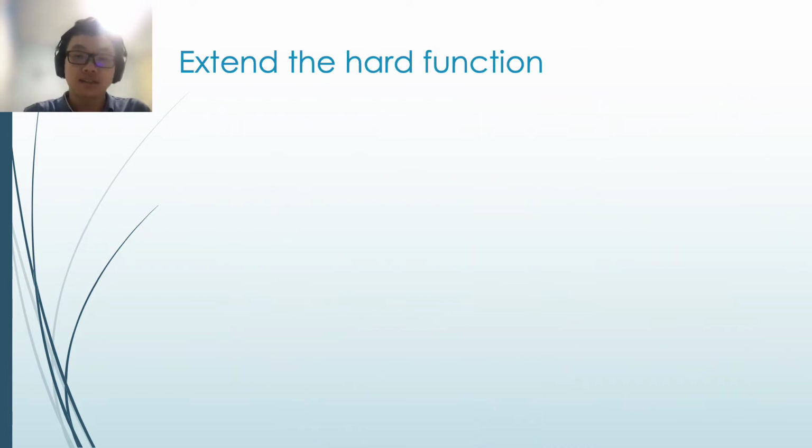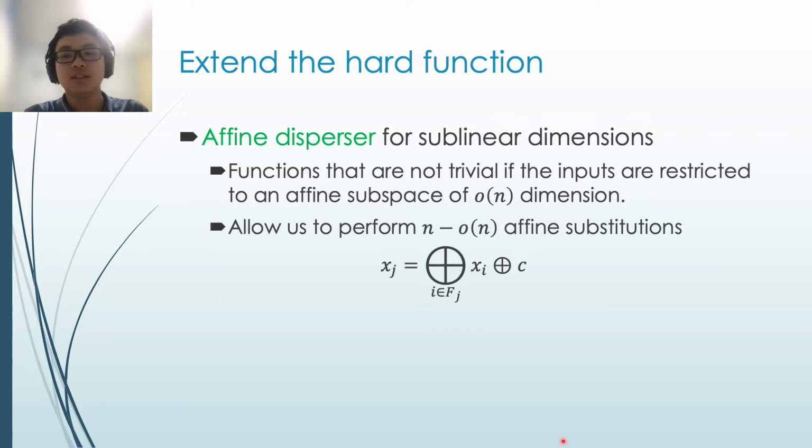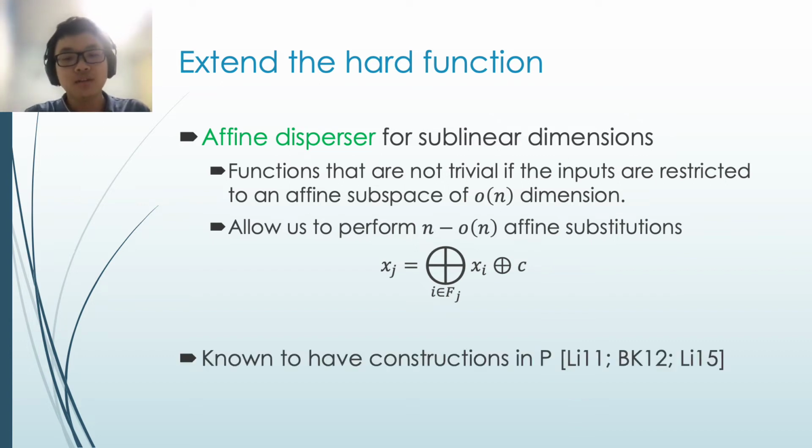So the idea is to extend the hard function. We define the affine dispersal for sublinear dimensions to be the functions that are not trivial if the inputs are restricted to an affine subspace of little n dimensions. This allows us to perform n minus little n affine substitutions of this form. For example, x1 equals x2 xor x4 xor x5 xor 1. And after all these affine substitutions, the function is still not constant. And we already know that such affine dispersal has constructions in P.